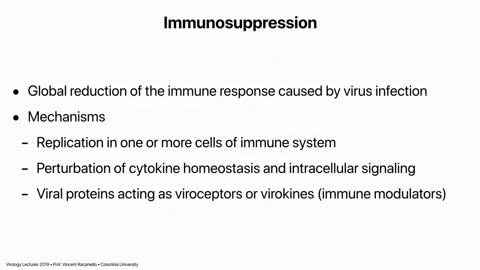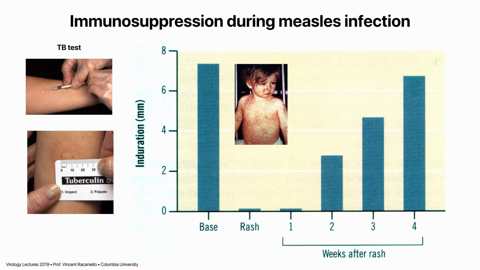It can happen by replicating in one or more cells of the immune system. We'll see HIV-1 later, replicating in CD4 positive T cells, completely eliminates their function. It perturbs the production of cytokines, and some viruses encode virokines and viroceptors, as I say, which can also immunosuppress. So here's an example of that during measles infection.